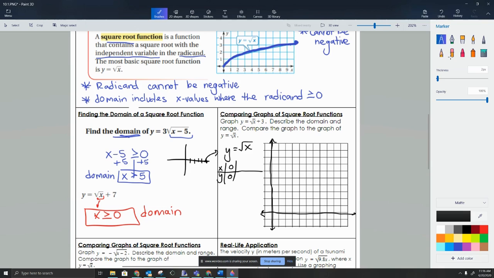Okay, and then we can go to 1. The square root of 1 is 1. Then we can go to 4. The square root of 4 is 2. And then we can do 9. The square root of 9 is 3.